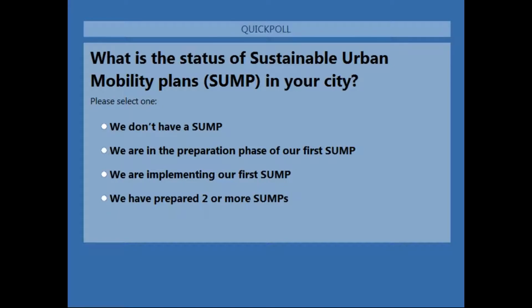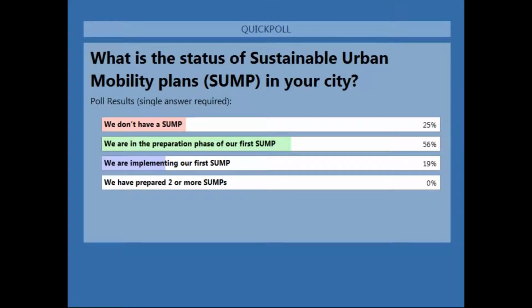Okay, I think the numbers are getting stable. A couple of seconds, and then I will close the poll. Okay. So here's the result. So most of you are in the preparation phase of your first SUMP, or you don't have any SUMP yet, and around 20% are implementing your first SUMP.